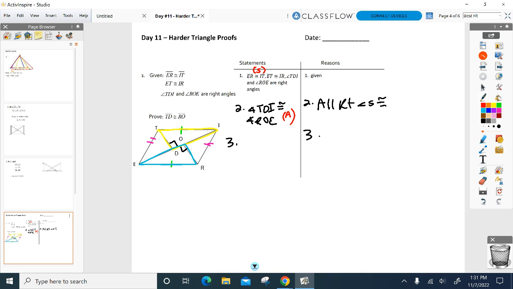Anybody see any hands up? That's because there is no other pair. Right now in this proof, you will not find another pair of congruent angles or sides. Right now you can't. So does that mean this is impossible? No, it's not. It means we have to look elsewhere.